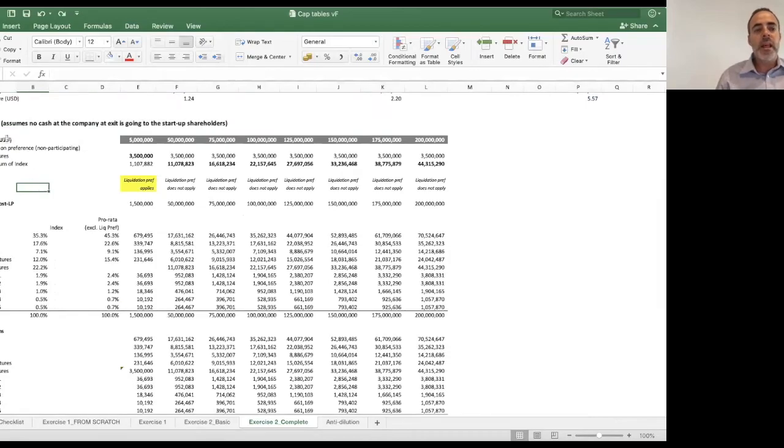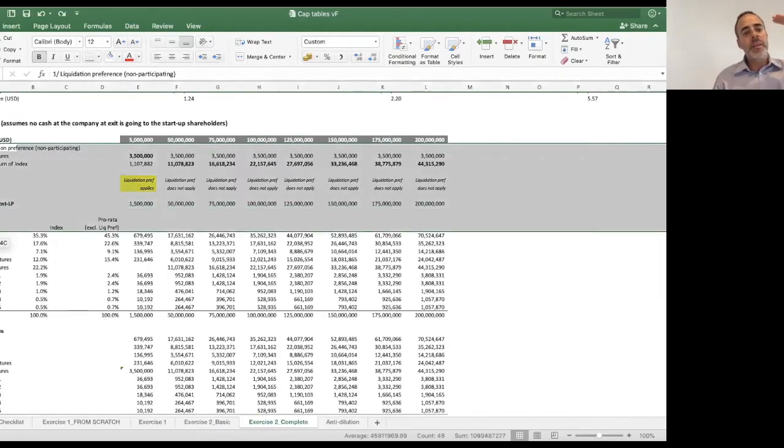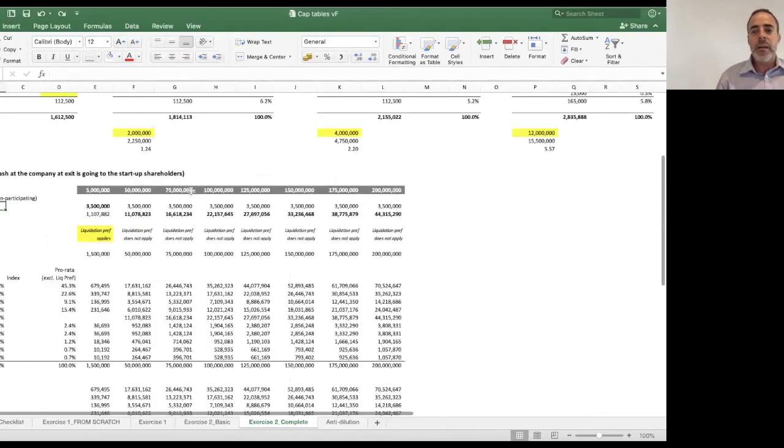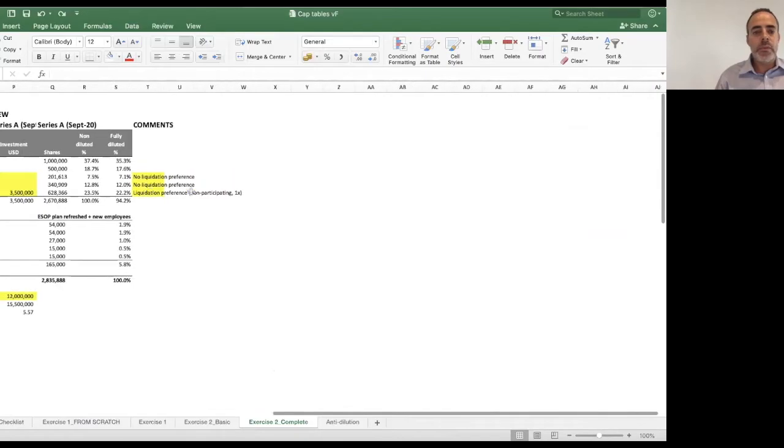Okay? So basically, at different exit scenarios, you can build a cascading waterfall of how the proceeds are going to be distributed. Now, this can get a little bit complex because you're going to have to consider things like liquidation preference here, okay? Let's look at an example, okay?